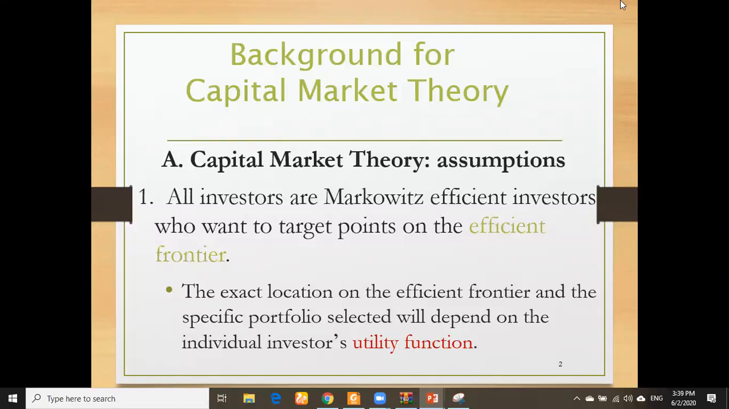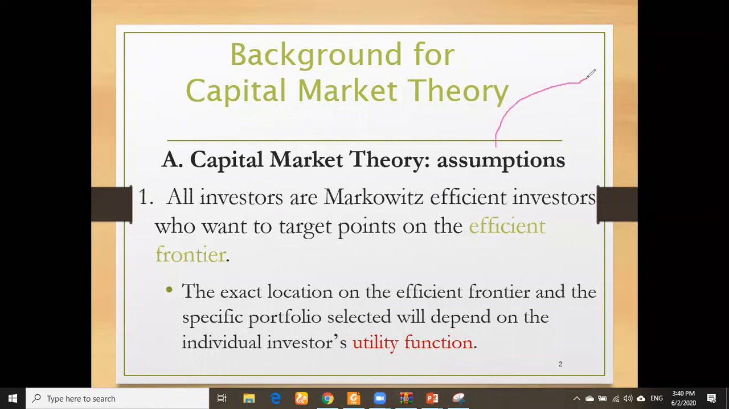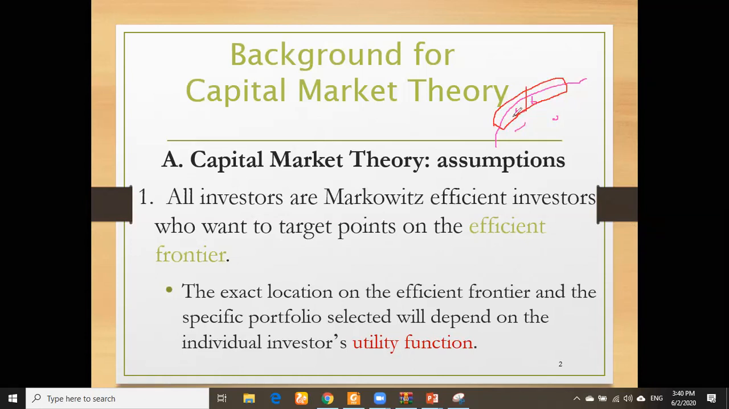So assumption number 1 is that all investors are Markowitz efficient investors who want to target a point on the efficient frontier. We have just covered the efficient frontier in the last lecture. Usually it is this type of portfolio frontier, and all the portfolios lie in this region. Whenever an investor is targeting any portfolio, they are targeting the portfolio along this line, and the best portfolio is considered to lie right here in this section.